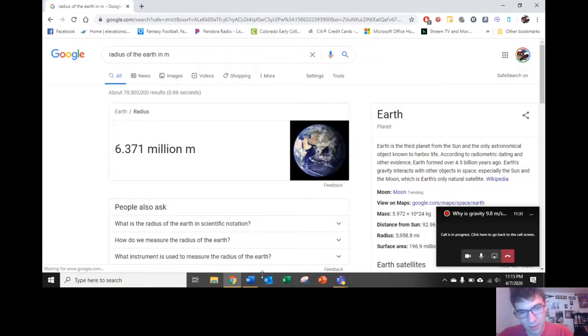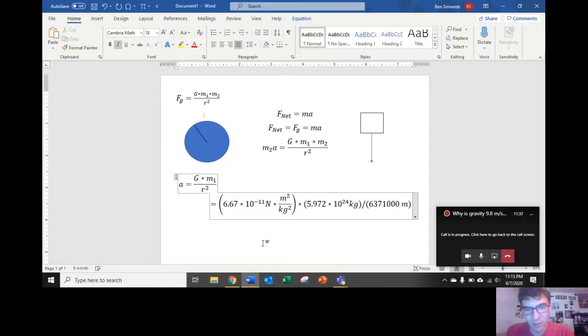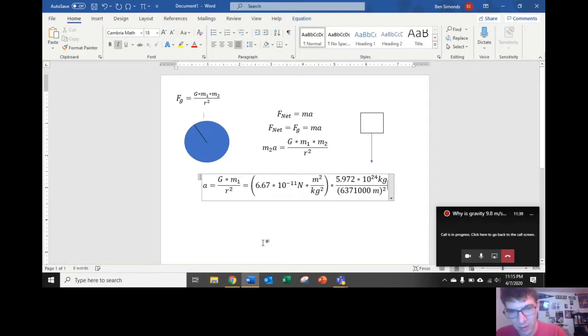6.371 million meters. Well, that's helpful. So 6.371 million meters squared. And there we go. So we plug that into our calculator, and we'll get the answer.